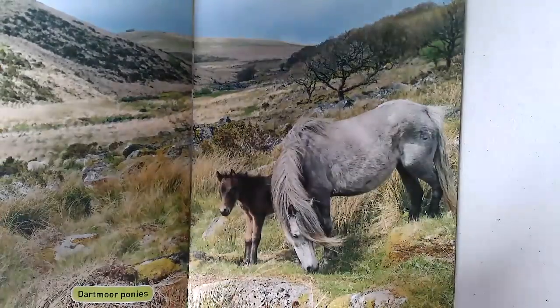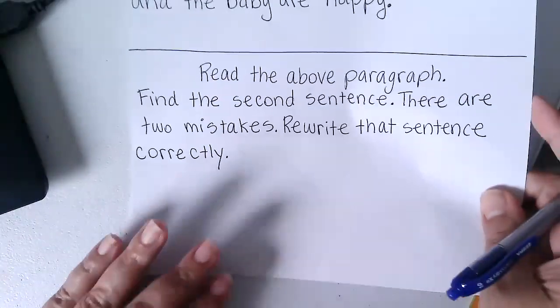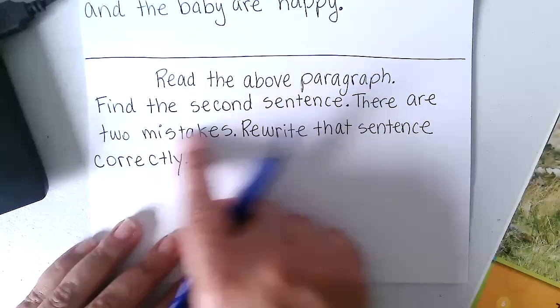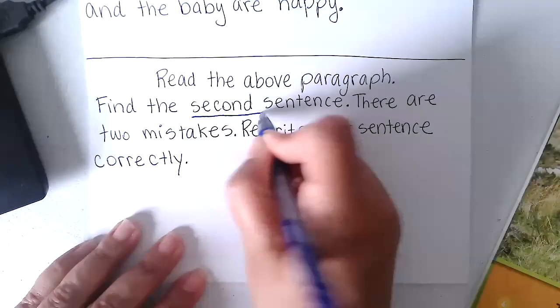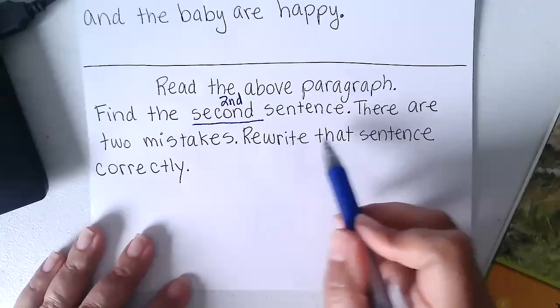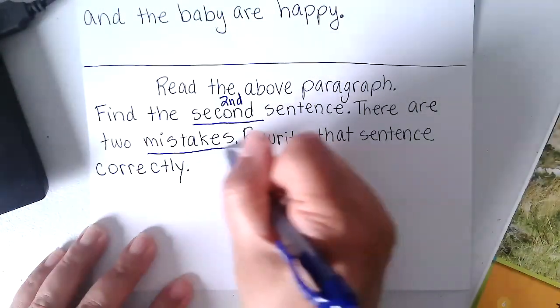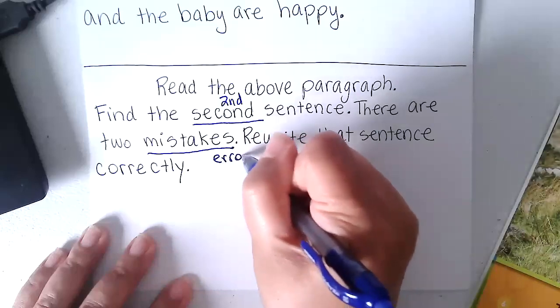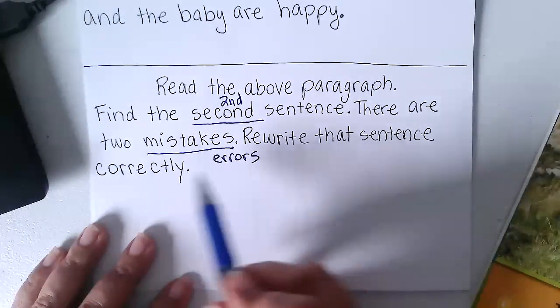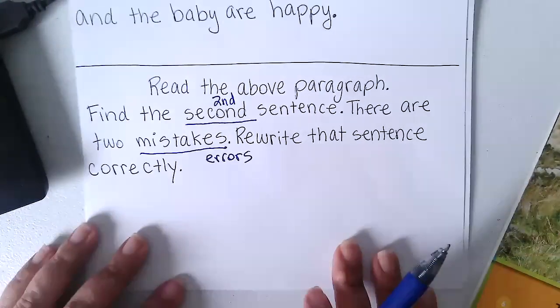So we're going to read a paragraph, and it's about this picture. The paragraph is about this picture. And I'm going to start with the directions. Okay, so it says, read the above paragraph. Find the second sentence. There are two mistakes or errors, two mistakes. Rewrite that sentence correctly.